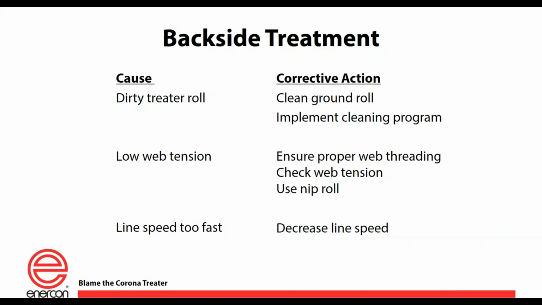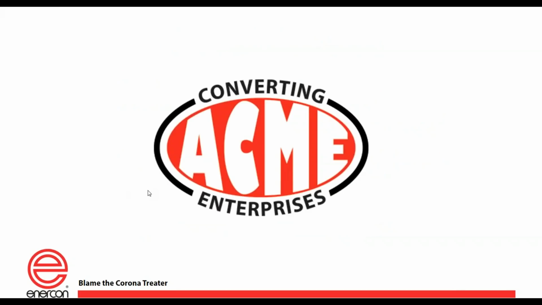Low web tension, make sure your film is running properly through the treater. And of course, in some cases, if you're running some baggy film and you don't have a choice, it's just the nature of what that job is, it may mean that in order to get through that job, you just have to run the line a little slower. And I know you don't want to do that. We don't want you to do it either. But sometimes the reality just forces the situation. So those are the remedies that you can take if you have a particular issue of backside treatment.